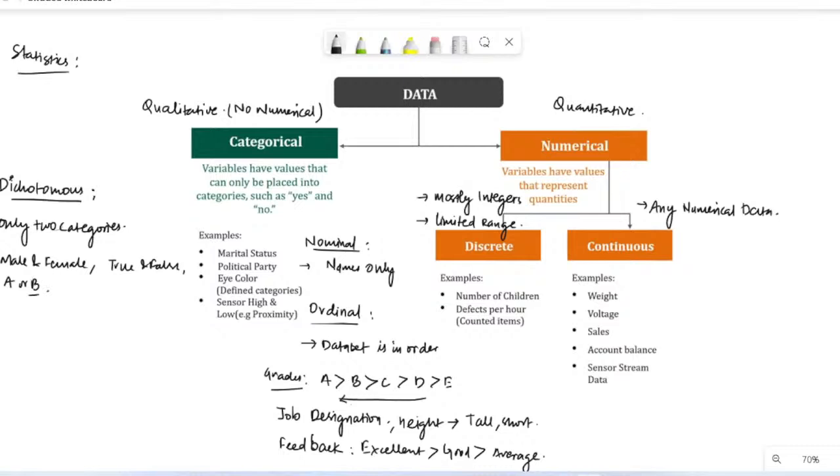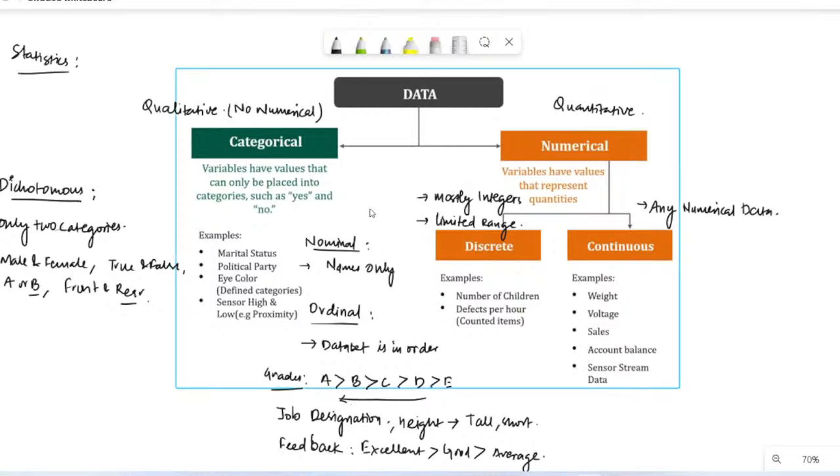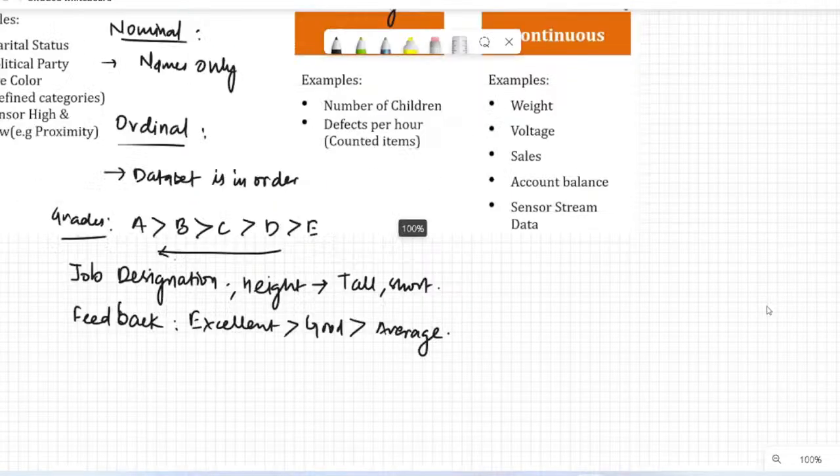Yes, in terms of vehicle, you can have front and rear, which is the engine position, engine location. So when you have just two categories, it will be considered as dichotomous. This is important to understand for the next part.